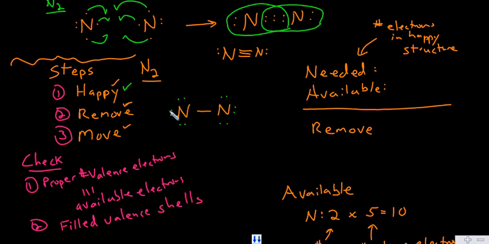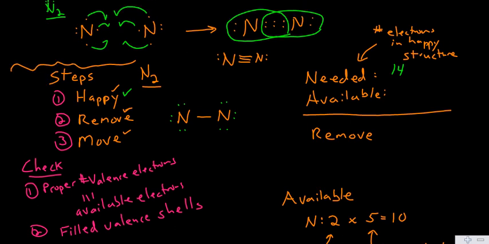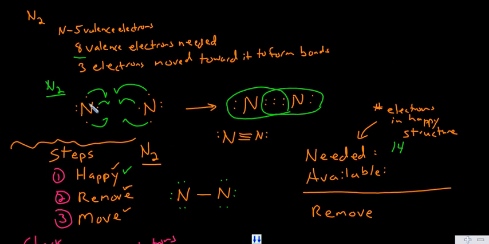You see 2, 4, 6, 8, 10, 12, 14. There are 14 electrons in this happy structure. This includes the 2 electrons in this bond. And now we need to determine how many electrons will actually be available. You'd seen previously that each of these nitrogens brought 5 valence electrons. Ultimately, we should have a total of 10 valence electrons, as you saw in our final product.